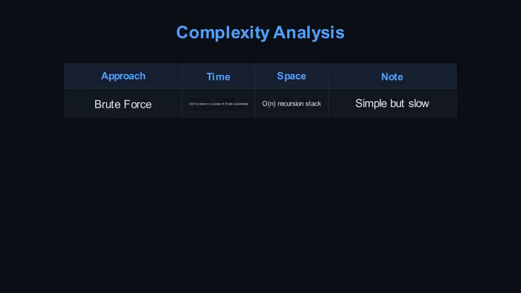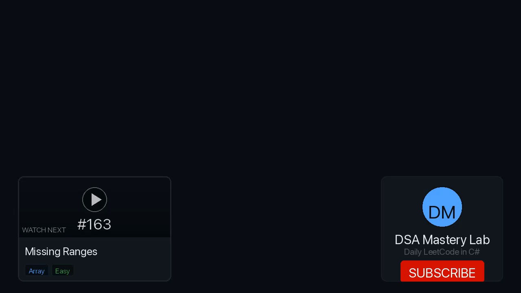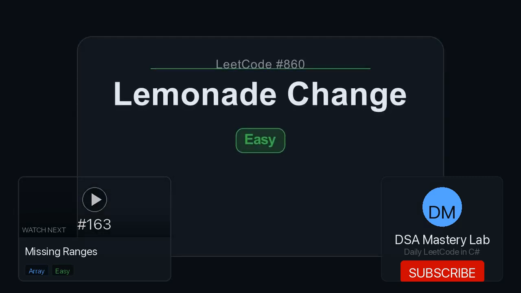This optimal solution runs in linear time, meaning its speed scales directly with the number of customers. It uses constant space, as we only need 2 counters regardless of how many customers there are. Try solving another problem like activity selection to practice this same greedy pattern.